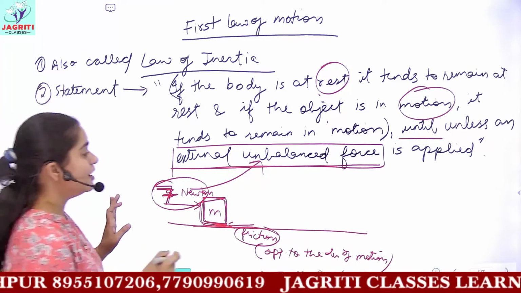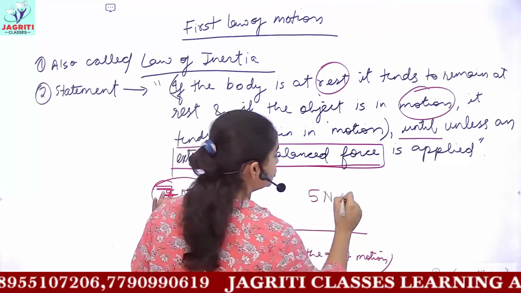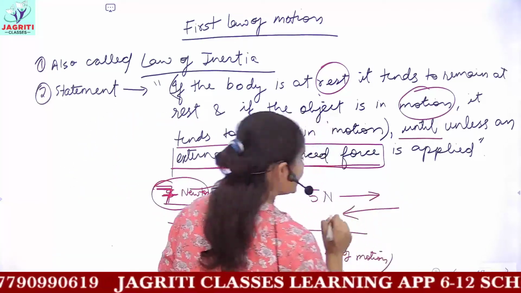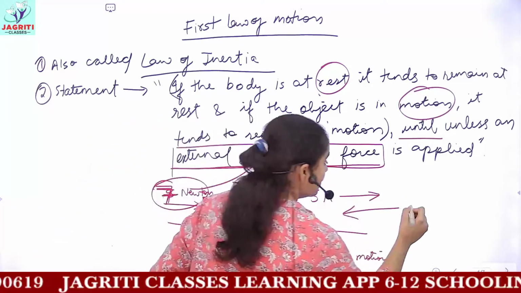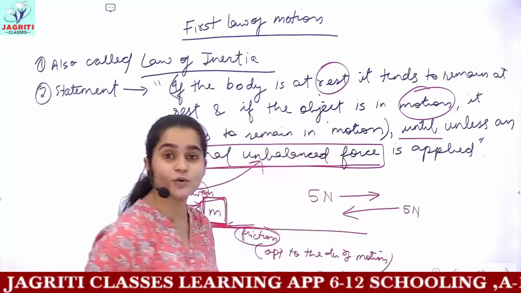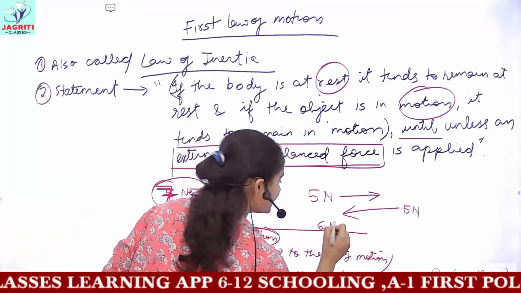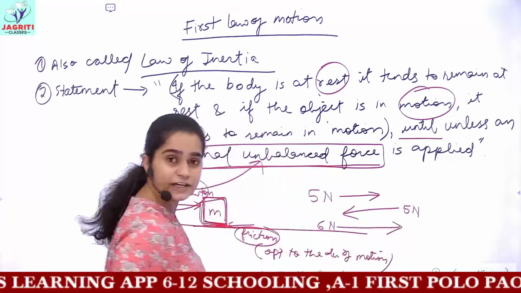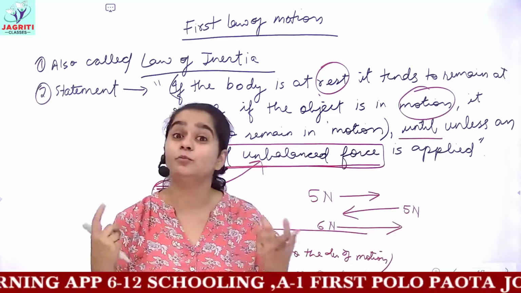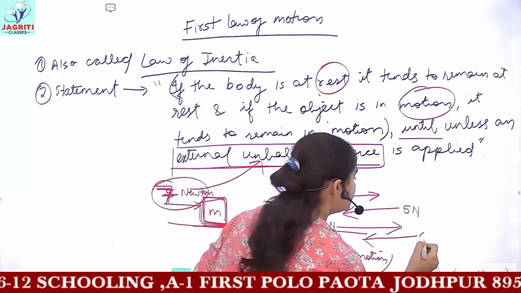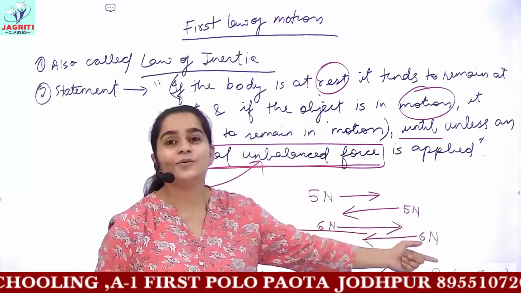When you were applying a force of 5 Newton, the friction was being applied in the opposite direction, and it also had the value of 5 Newton. When you increased your force to 6 Newton in the same direction, the object still didn't move. Why? Because again you had friction, and its magnitude was also equal to the force.